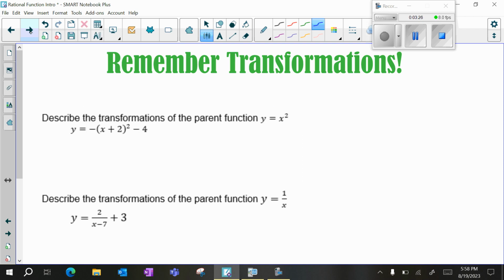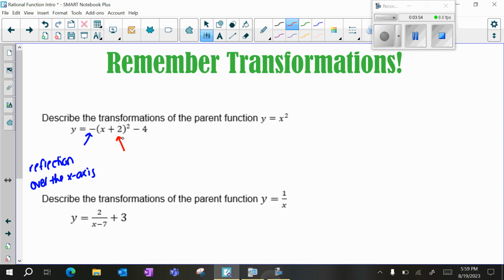So let's briefly review transformations as well. So if I have a parent function, y equals x squared, or quadratic function, and then I have y equals negative (x plus 2) squared minus 4, let's describe these transformations. This negative on the outside is a reflection over the x-axis.